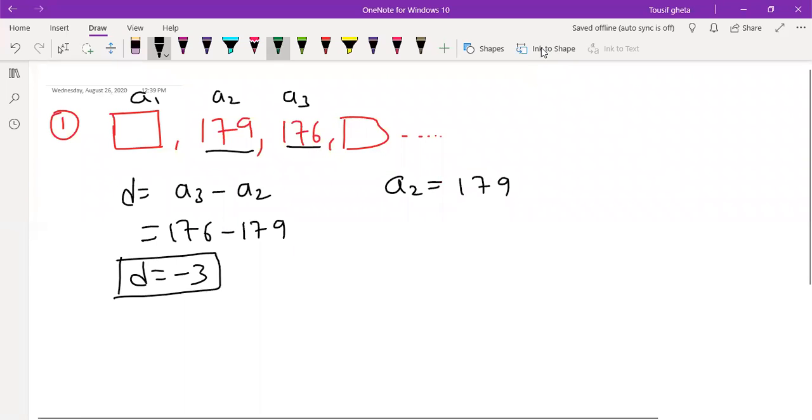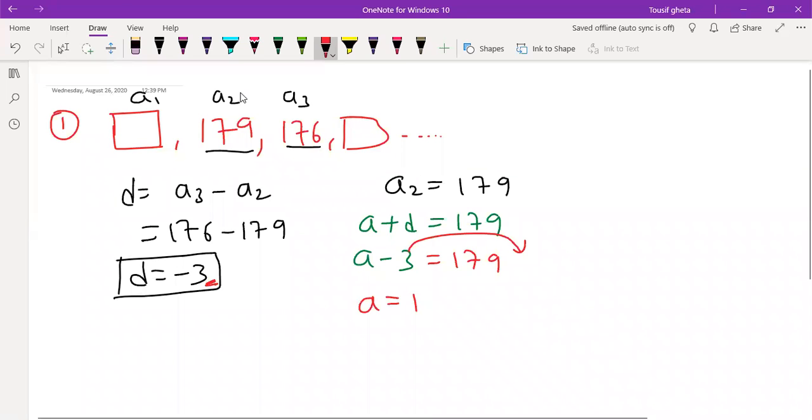So A2 is nothing but A plus D is equal to 179. A minus 3, because the D value is given as minus 3. Can you see this is D? Is equal to 179. This 3 we will take here. We will get A is equal to 179 plus 3. A is equal to 182. So this is your first box.